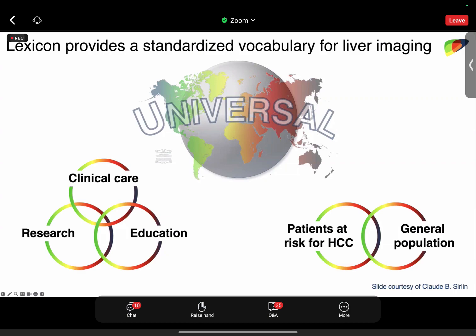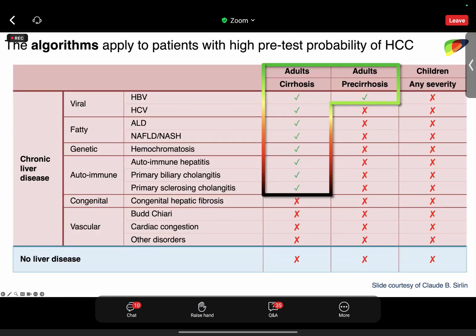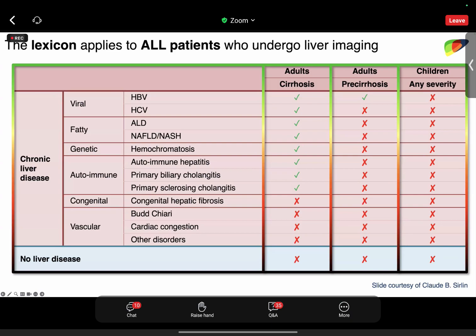Let me illustrate this concept thanks to a beautiful slide graciously shared by Claude. The LI-RADS algorithms apply to patients with a high pretest probability of HCC. In other words, the LI-RADS population is described by the polygon, which includes adult patients with cirrhosis of all causes except congenital and vascular disease, as well as adult patients with chronic viral hepatitis B. Whereas the lexicon is intended to apply to all patients who undergo liver imaging.